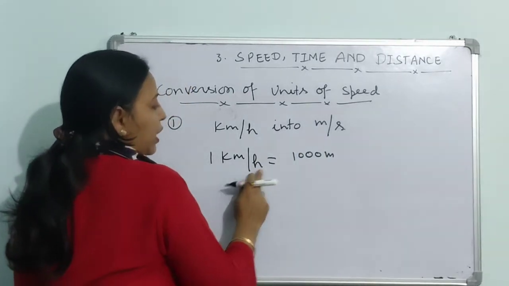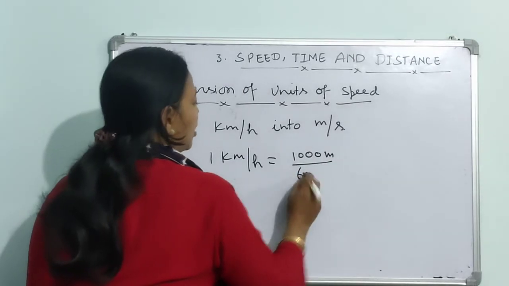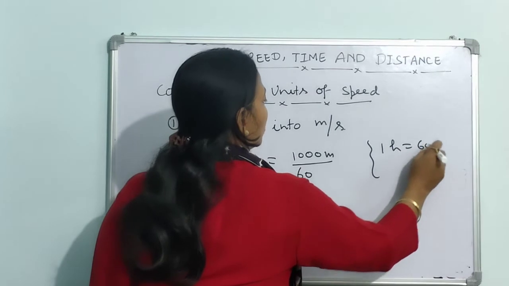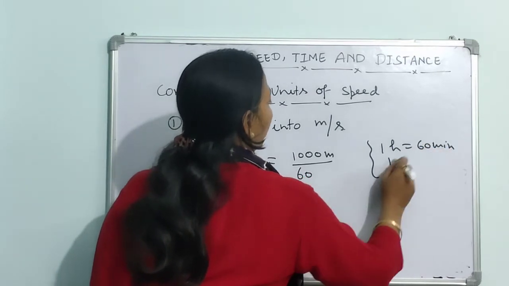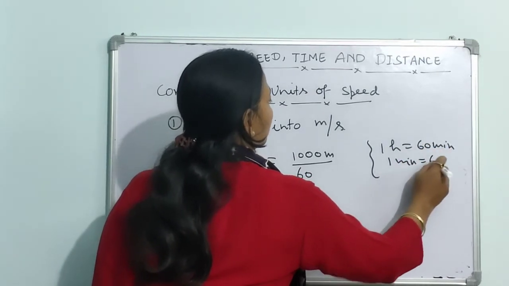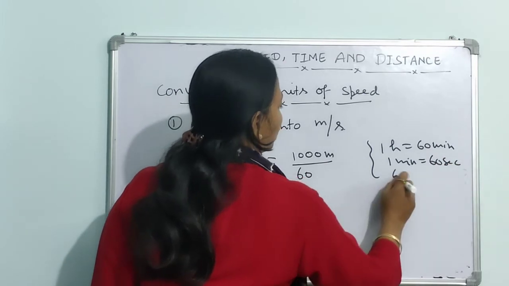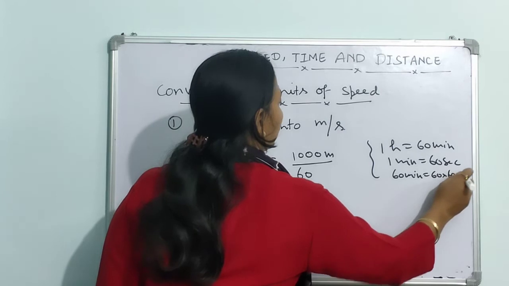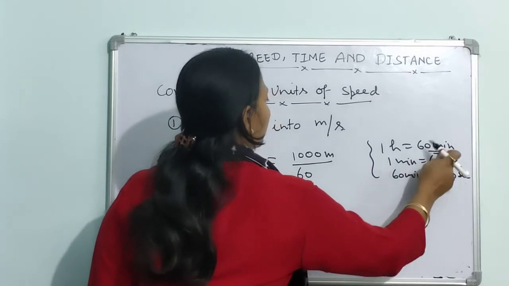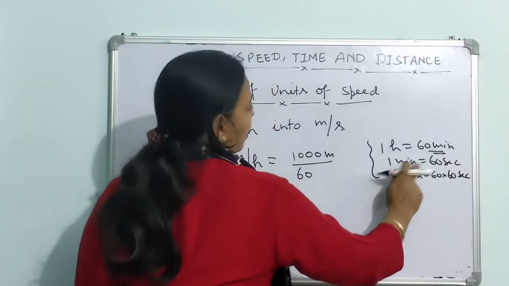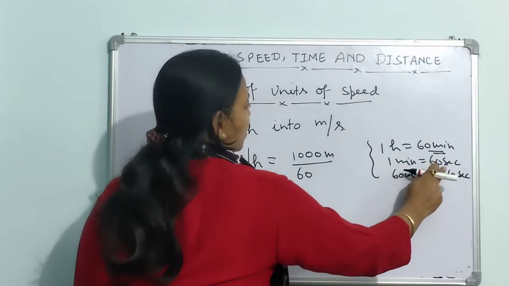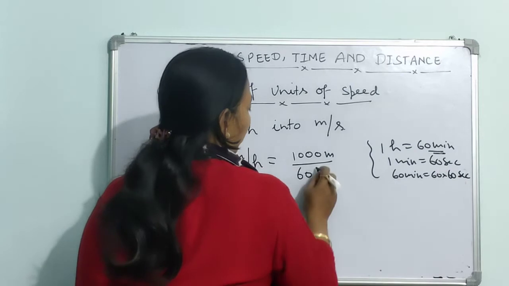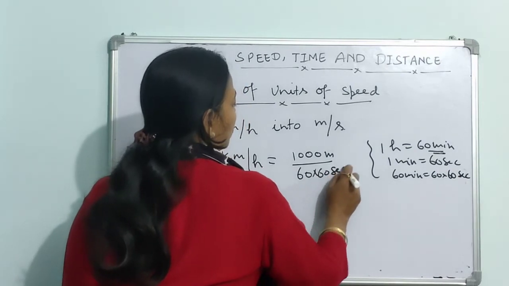We know that 1 hour is equal to 60 minutes. And 1 minute is equal to 60 seconds. So 60 minutes is equal to 60 into 60 seconds. When you will change this 60 minutes into seconds, then we know that 1 minute is equal to 60 seconds. Therefore, 60 minutes is equal to 60 into 60 seconds.